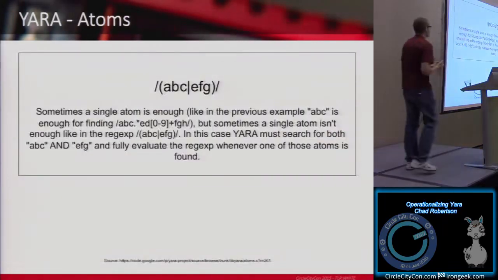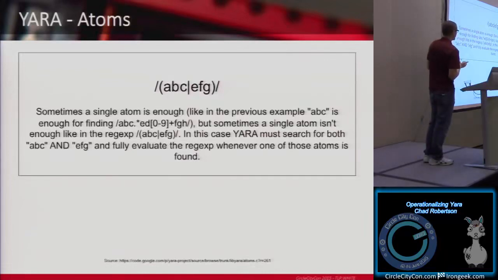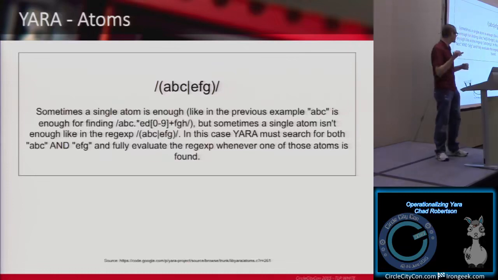More about Yara atoms. In the previous example, ABC is enough, but sometimes a single atom isn't enough, because in this case you have an or. So you have a regular expression with ABC and EFG. Both atoms would have to be evaluated, because the regular expression is satisfied whether one of these atoms is found.